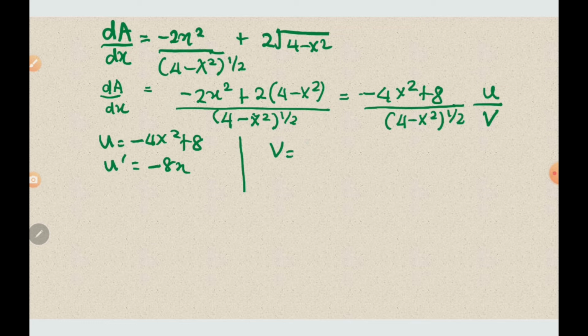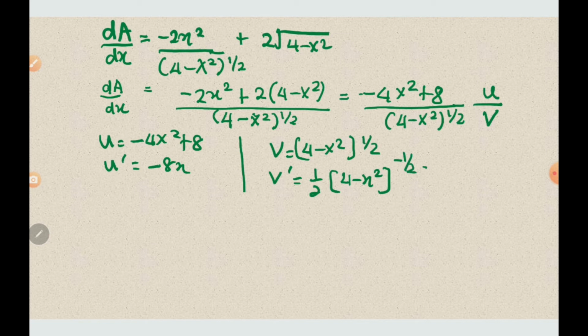v = (4 - x²)^(1/2). So v' is equal to 1/2 multiplied with (4 - x²) to the power of 1/2 minus 1, which is negative 1/2, and you have to differentiate the inside function. That is -2x. Then the 2 is cancelled out by the 2, and the answer is equal to -x multiplied with (4 - x²) to the power of -1/2.